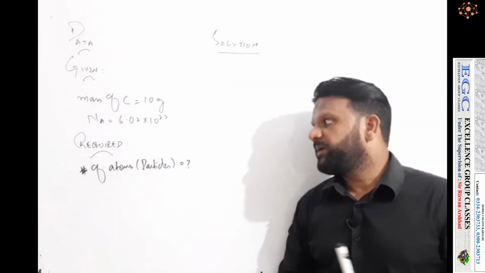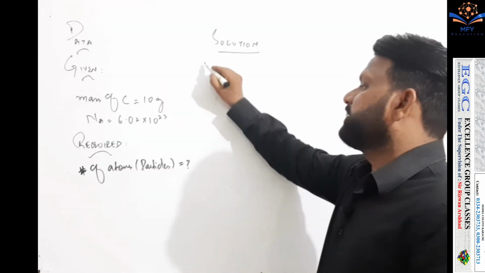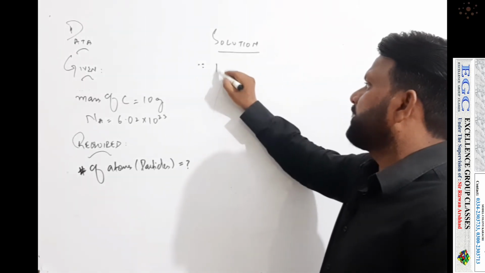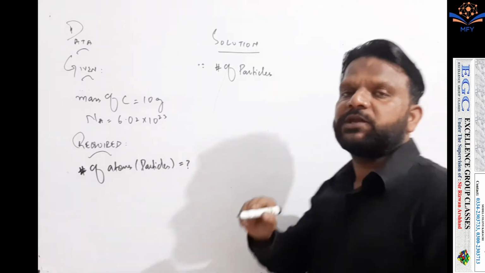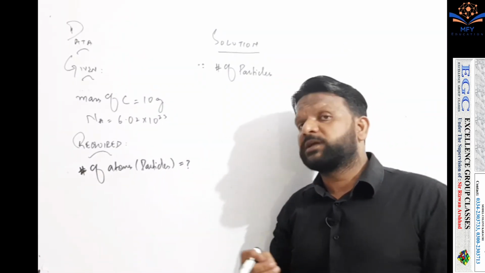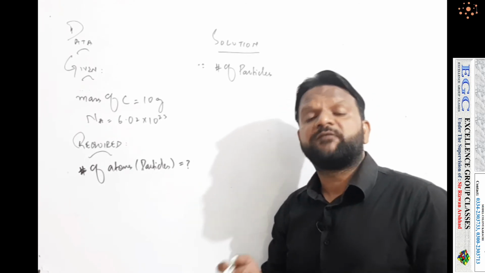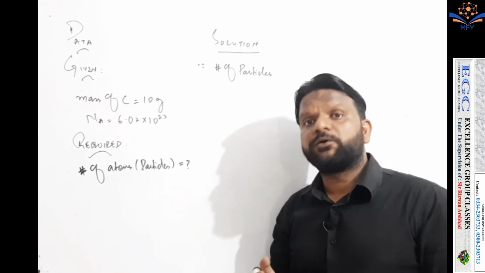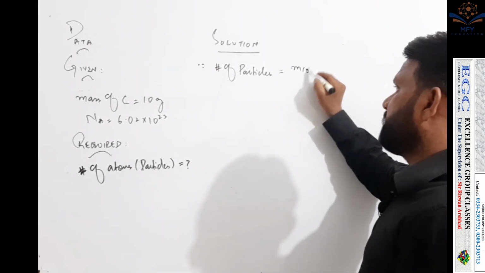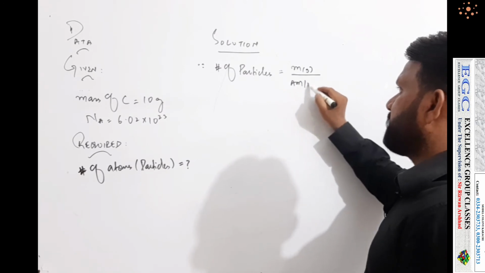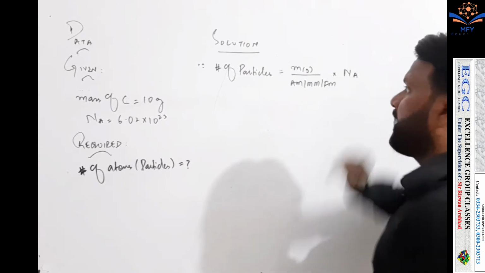Here is a relationship between number of particles and mass. We know that number of particles is a general form. We can use number of atoms for a single atom, number of molecules for a covalent compound and number of ions for a formula unit or ionic compound. Number of particles will be equal to mass in grams divided by atomic mass, molecular mass or formula mass, multiplied by Na, that is the Avogadro number.